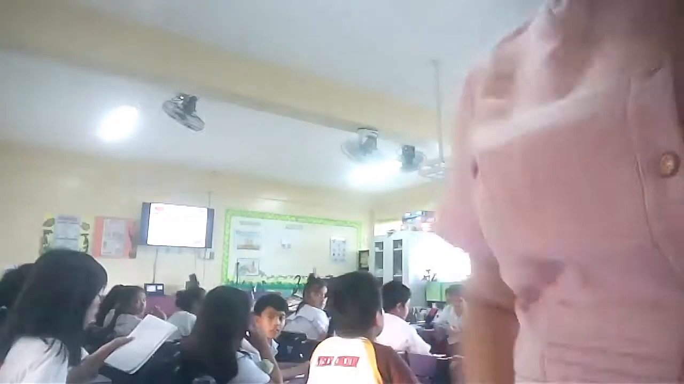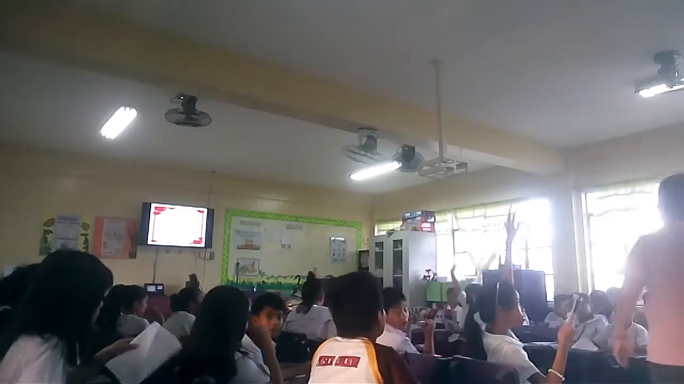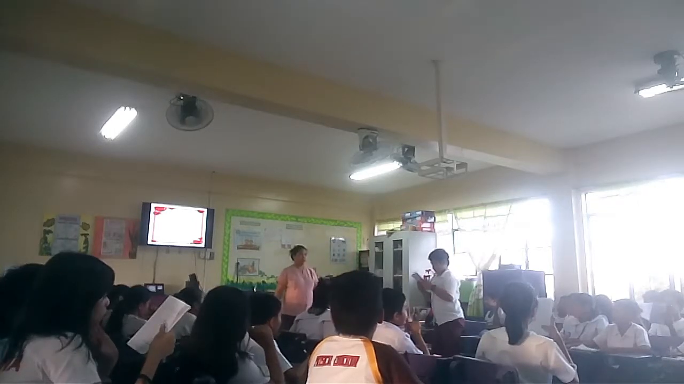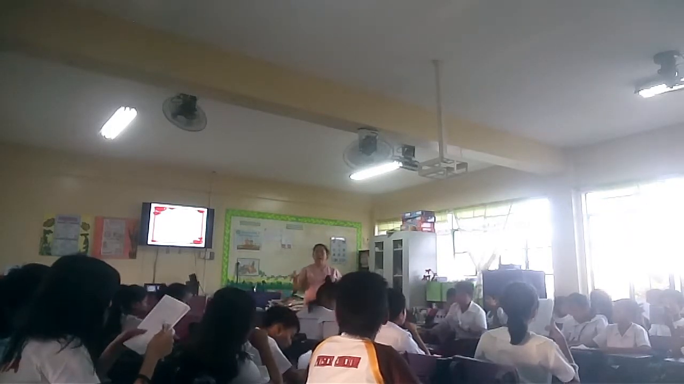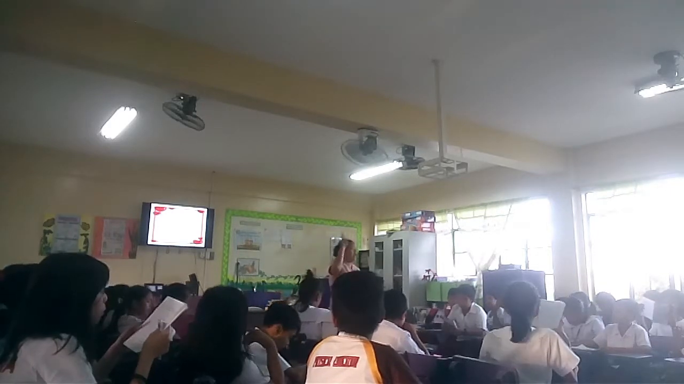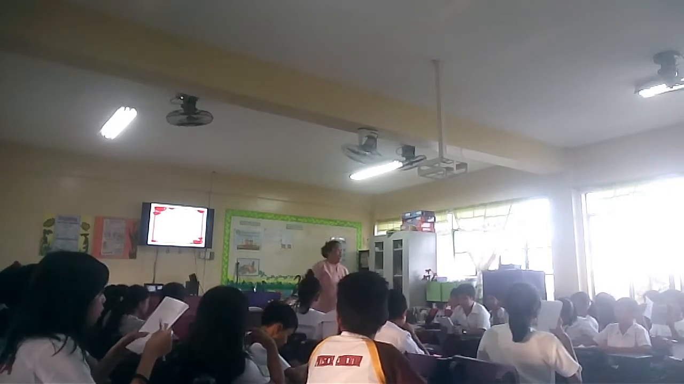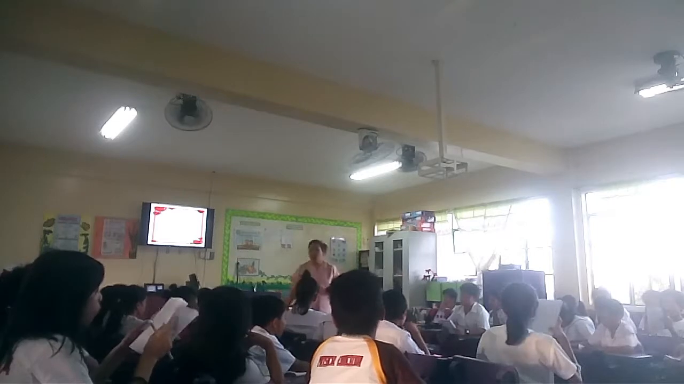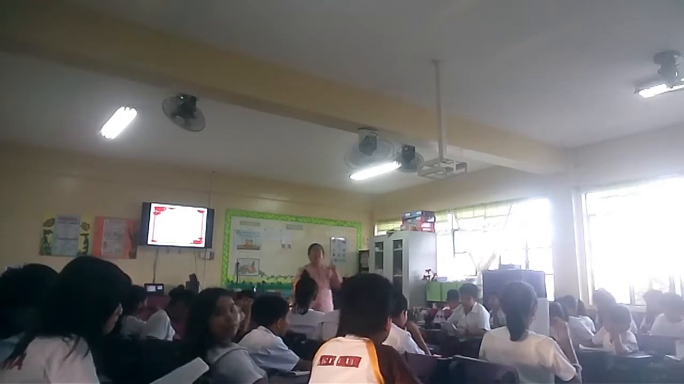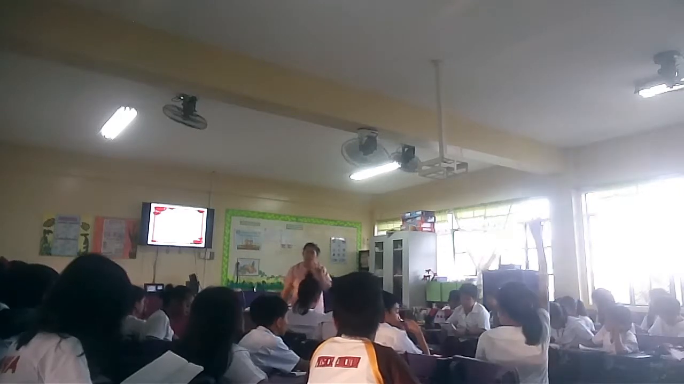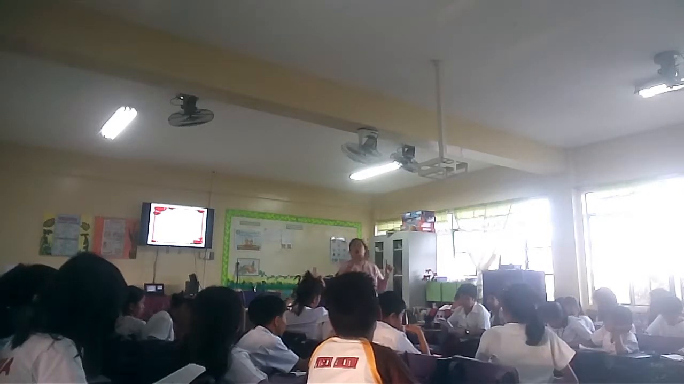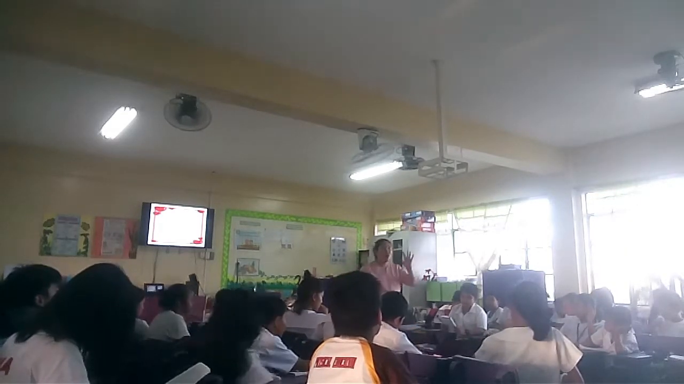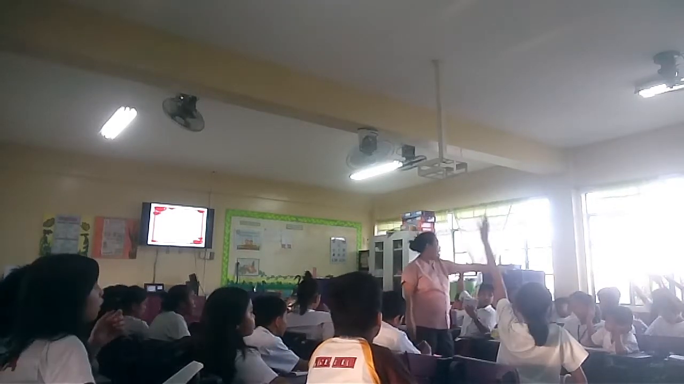What are compound sentences? Yes, Yari. So, made up of two or more independent clauses. Okay. And kanina kumanta tayo, ano kinanta natin? Conjunction. So in compound sentences, what kind of conjunction are we using? Yes. Coordinating conjunction. What are the coordinating conjunctions? We call them what?